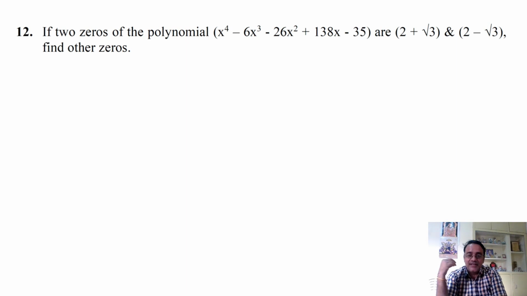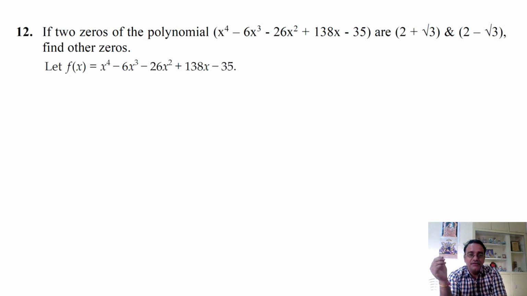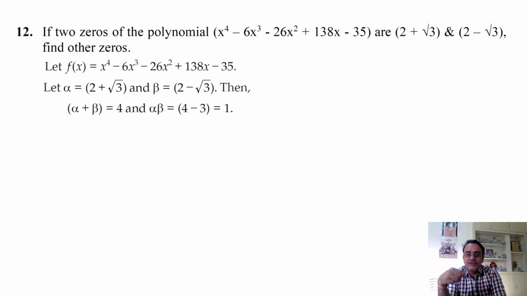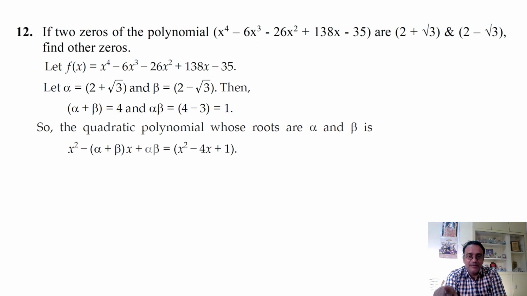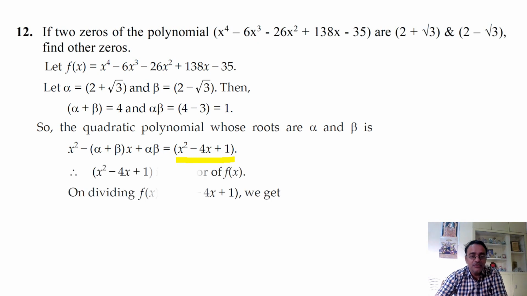I will tell you this in another way. So this is f of x. Let alpha be equal to 2 plus root 3 and beta be equal to 2 minus root 3. So what is alpha plus beta? If we add both we get 4, and if we multiply both we get 4 minus 3, that is 1. So we'll find the first quadratic polynomial, right? So we got x square minus 4x plus 1. Okay. If this method doesn't seem easy, you can also use the one I explained in class. So x square minus 4x plus 1 is a factor of f of x.